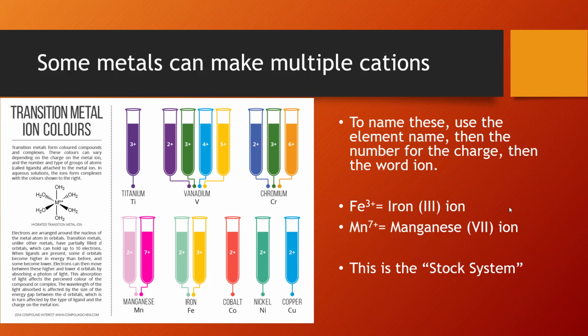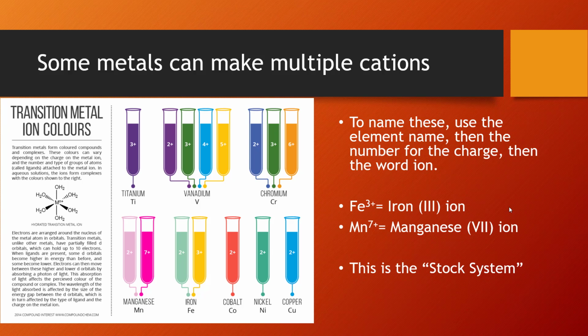What about an iron 3 ion? Well, that's iron, and then the charge is 3, so that specifies it from the iron 2 ion. You just put the number there. Well, why Roman numerals? It's just the way we're doing it. Manganese 7 ion. That's kind of impressive. This is what's called the stock system. You're going to see that on a lot of your modern day tubes and stuff.